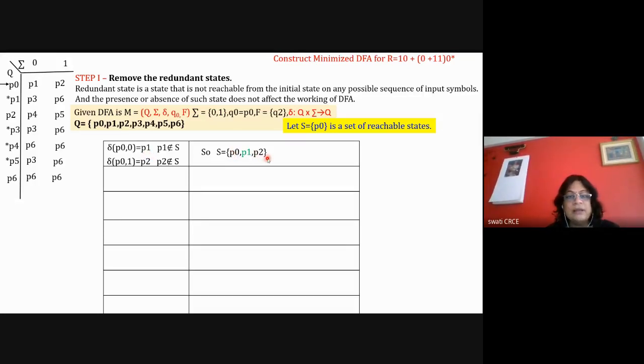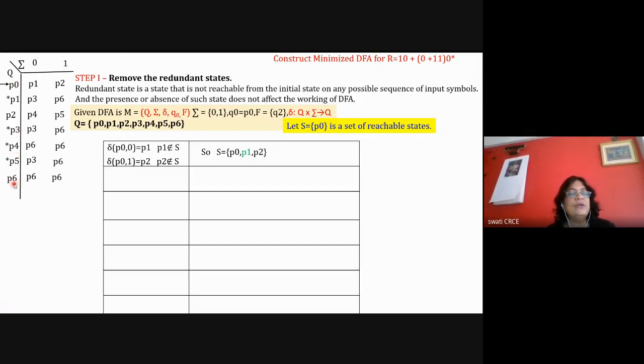Like this, you go on taking the next step. P0 is done here in the first row. So now take the green color, the next one. Like this, you have to go on to the next state from S. See, don't make any confusion. Sometimes students start taking all the states from the transition table.